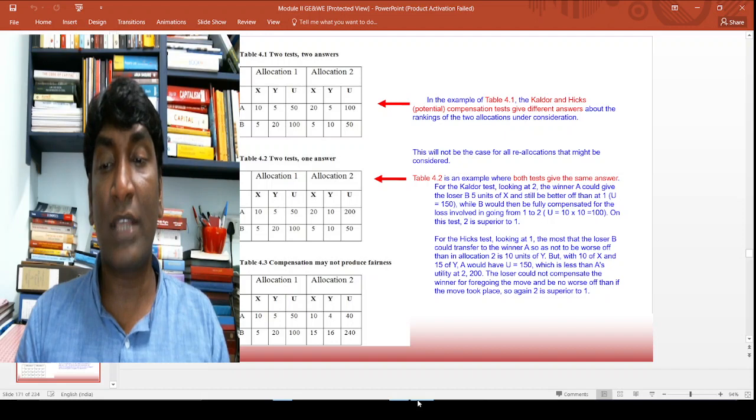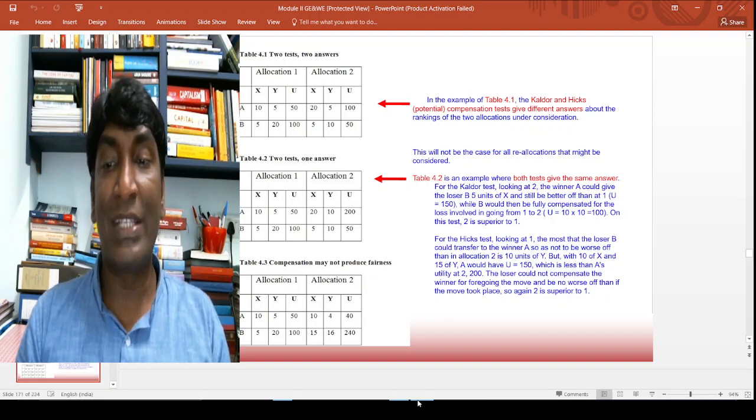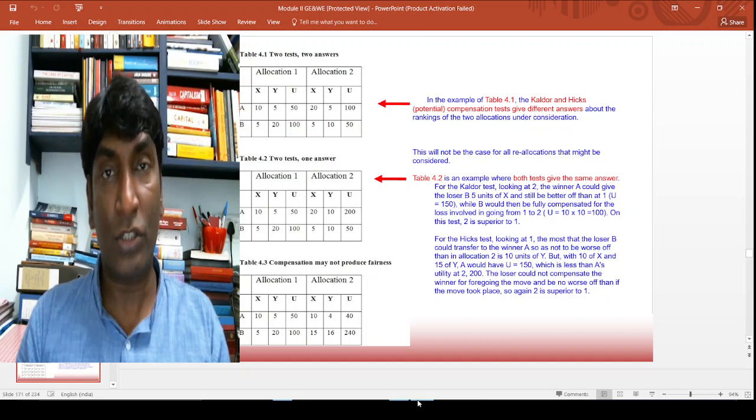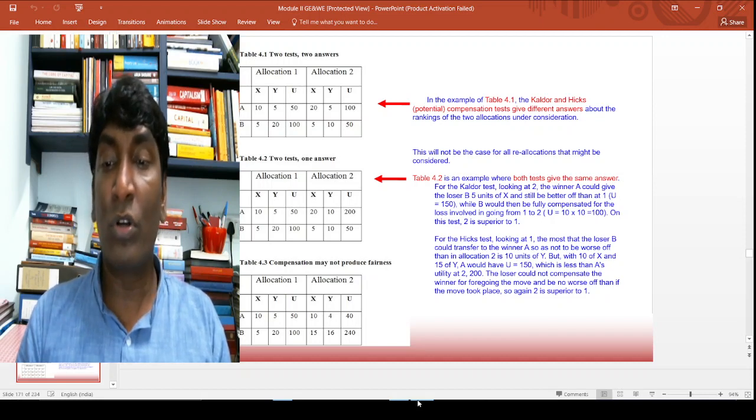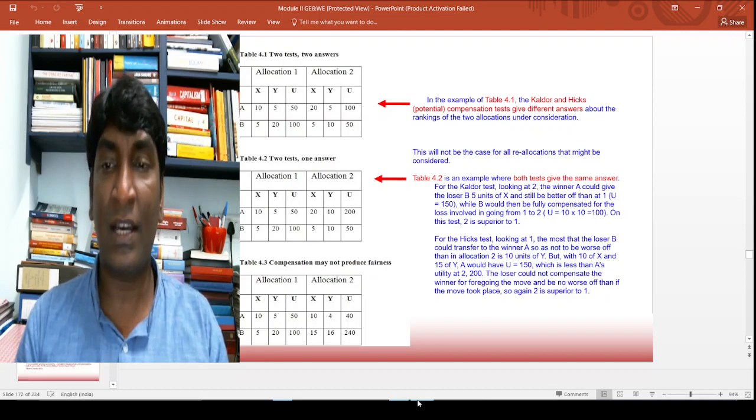The Hicks test looks at 1, and asks what the loser B could transfer to the winner A so as not to be worse off than in allocation 2. Now that is 10 units of Y, but with 10 of X and 15 of Y, A would have a utility which is 150, which is less than A's utility at 2, which is 200. The loser could not compensate the winner for foregoing the move and be no worse off than if the move took place. So again, 2 is actually superior to 1. In that sense, it is a bit complicated.